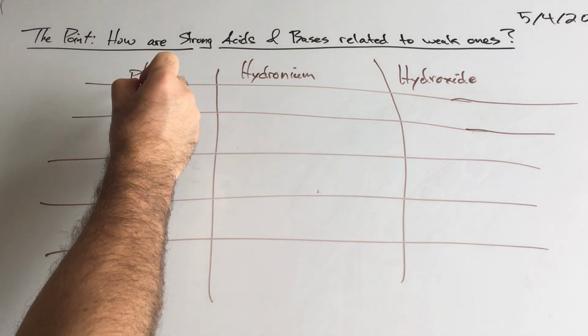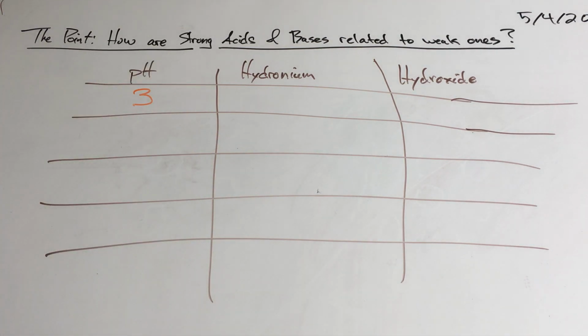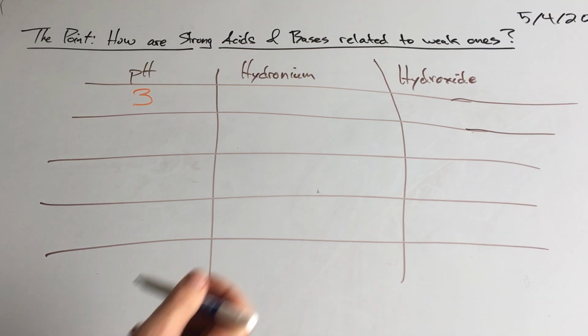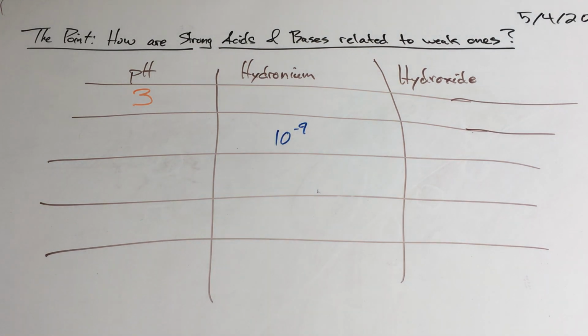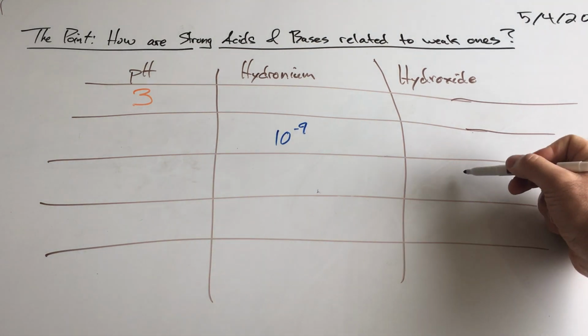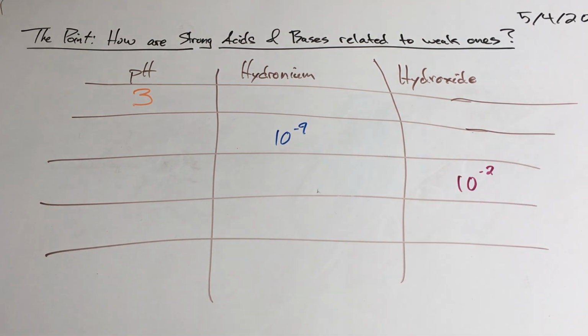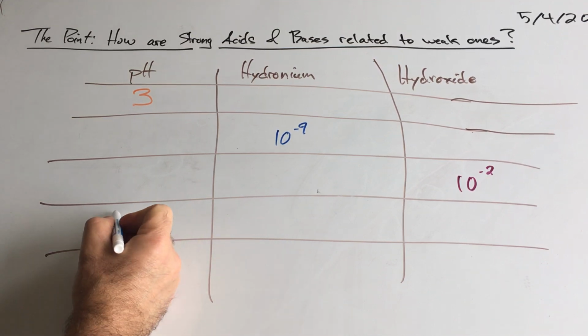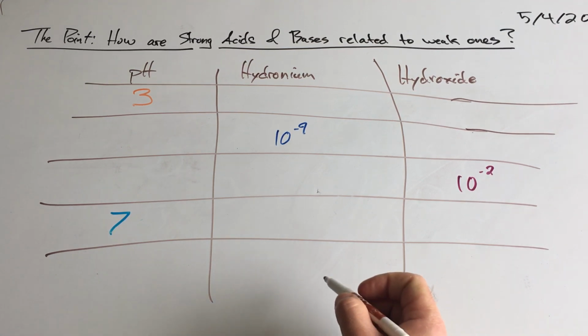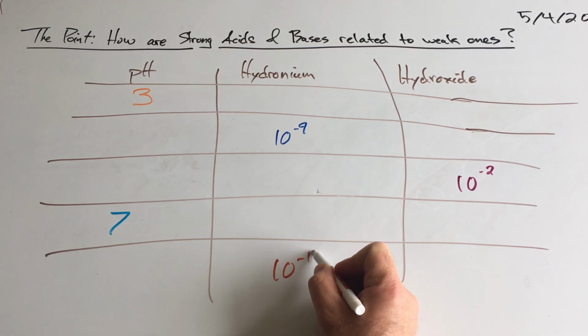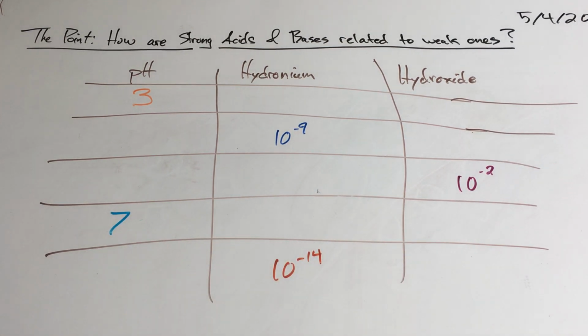So I'm going to put, I don't know, 3 here. And I'll put 10 to the negative 9 there. And I'll put 10 to the negative 2 here. And I'll put, I feel like I've got to put 7 somewhere. All right, and last but not least, I'll put 10 to the negative 14. There we go. So we're just going to fill in the rest of this table.